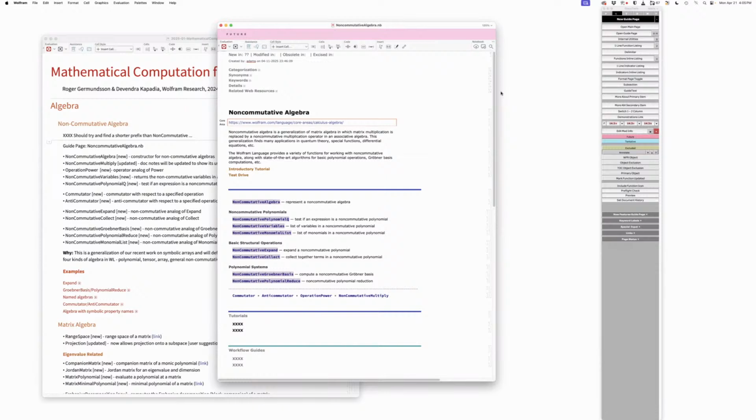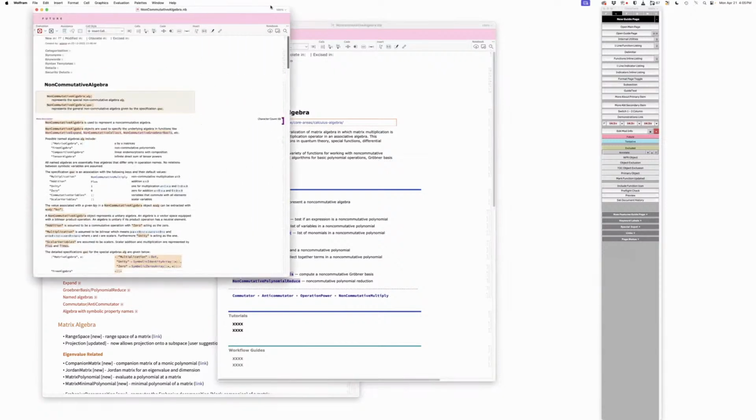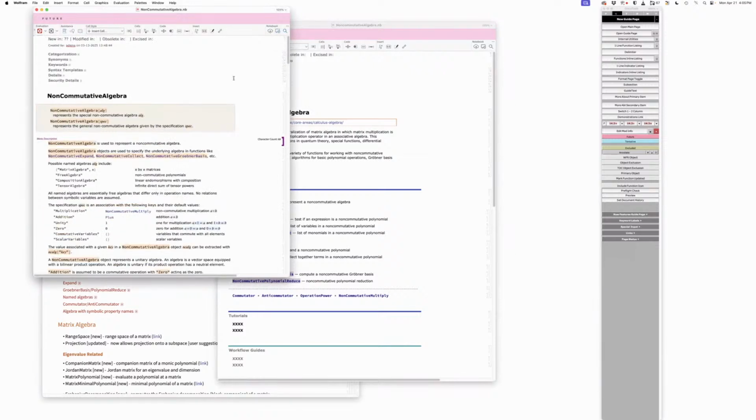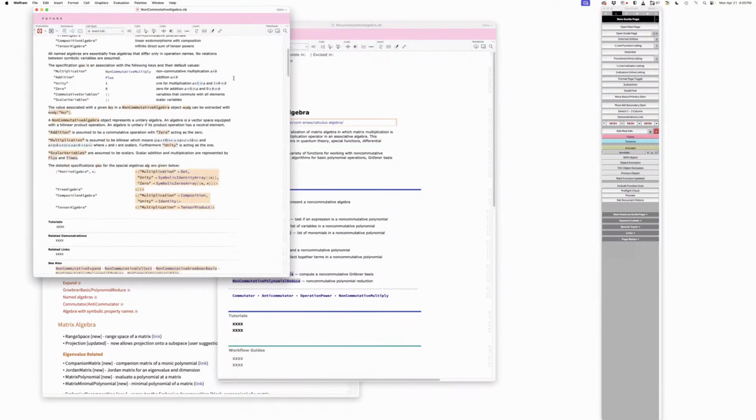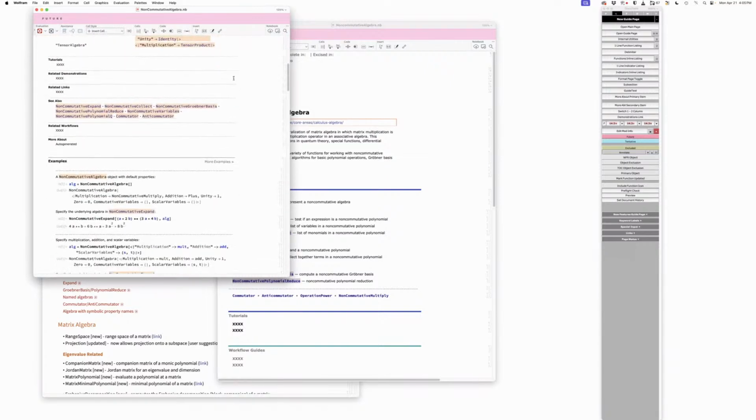Sure. Is this where I should be going? Yeah. Yes, it's a good place to start. So that basically parameterizes the kinds of non-commutative algebras that can be handled.